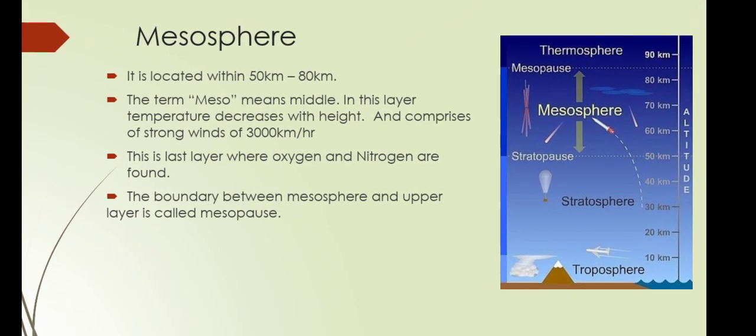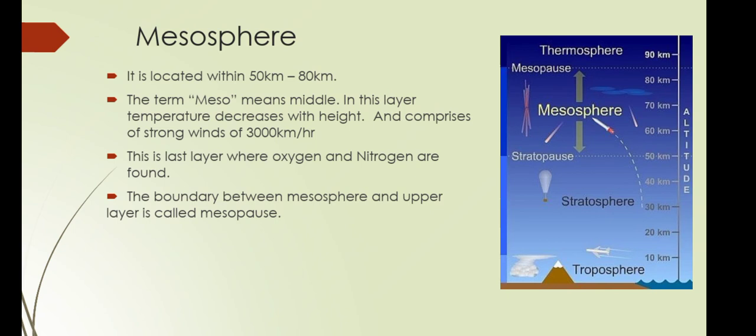Here you can see that after the stratopause there comes a layer that is known as the mesosphere, because it is located within the 50 kilometers and 80 kilometers vicinity. 50 to 80 kilometers there is the mesosphere, and then comes the boundary line, which is referred to as the mesopause. The term meso means middle, and in this layer temperature decreases with height.